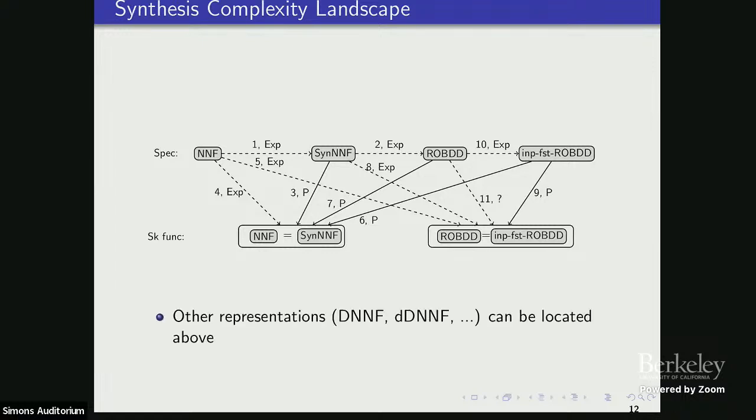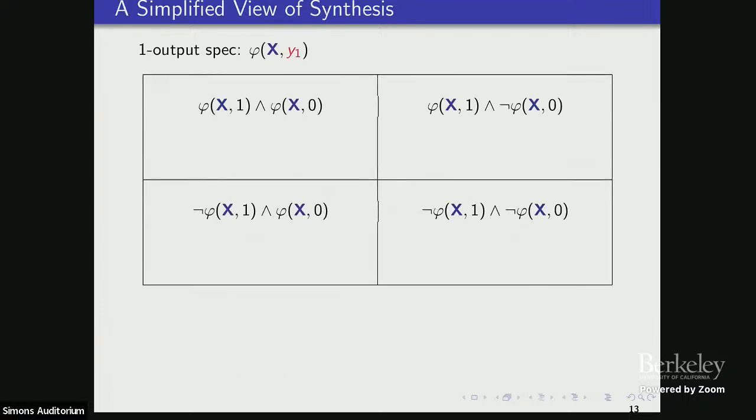And of course, if one looks at other representations which have been talked about over the last few days, like decomposable negation normal form, and deterministic decomposable negation normal form, and other kinds of things, these can all be located in this map. I've just shown here a small sampling of it. And this also motivates the study of the d-DNNF and its cousins. And that's what we're going to do now.